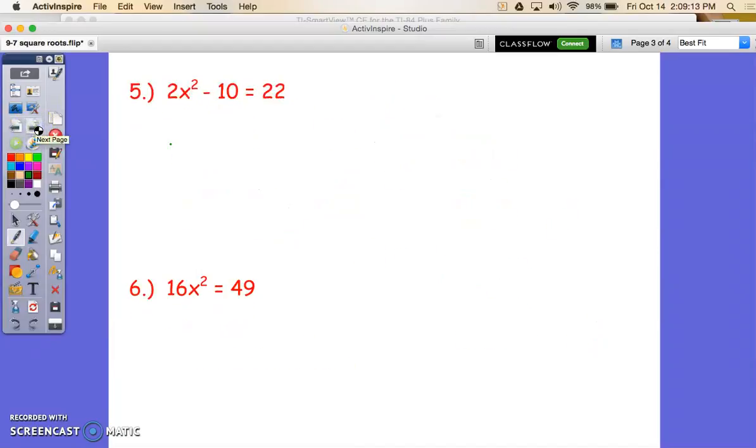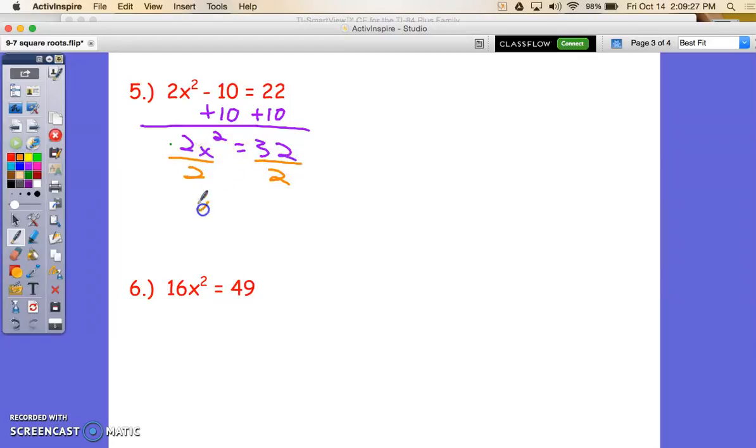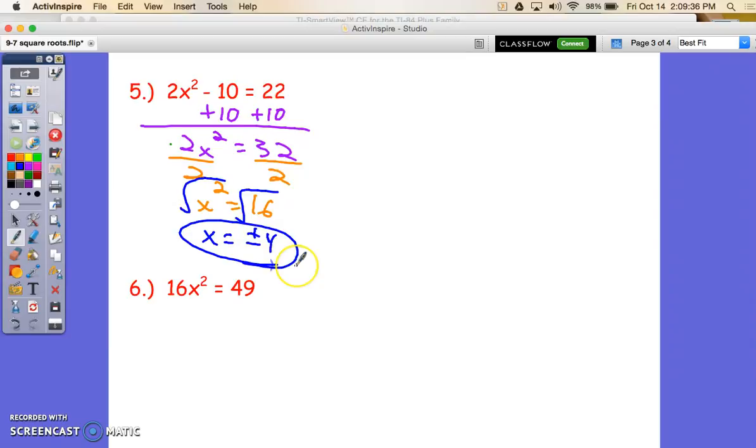Let's take a look at number 5. Now, in this case, I'm going to solve it 2 different ways. I'm actually going to use the graphing calculator for you. After we do it using this method, divide by 2, x squared equals 16, square root both sides, and we get x equals positive or negative 4. Now, if this is our solution, positive or negative 4, that makes the equation true.